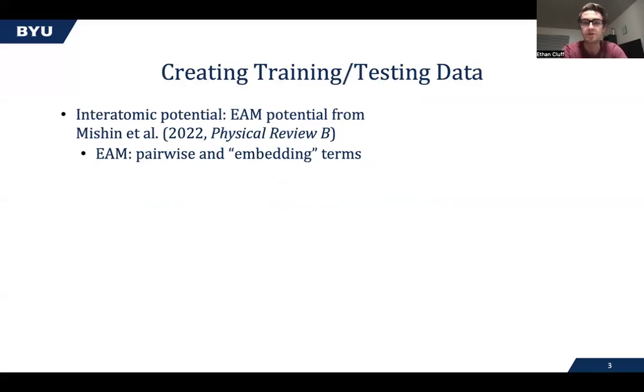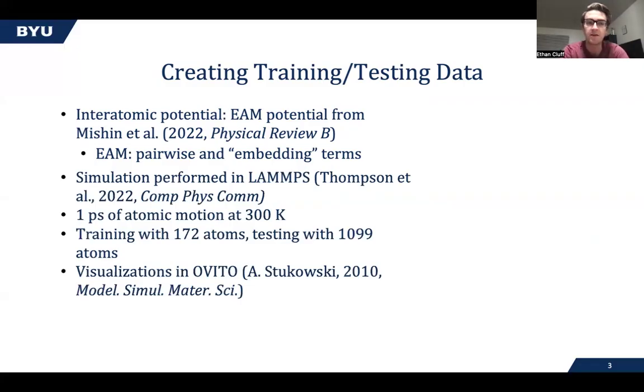So to create this data was a relatively complicated problem. I first grabbed an interatomic potential. It was an EAM potential from Mission and collaborators. And essentially an EAM potential is a many-body potential that consists of these pairwise and embedding terms. The simulation itself to generate the training trajectories and testing trajectories was performed in LAMMPS. And each of these simulations is 1 picosecond of atomic motion. Now, that doesn't seem like very much, but just creating 1 picosecond of atomic motion took 15 seconds of actual simulation time. And as you can imagine, this blows up as those get larger.